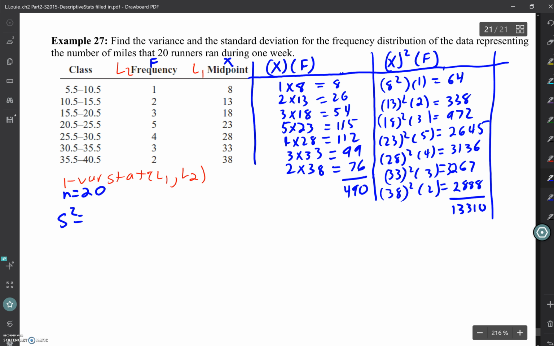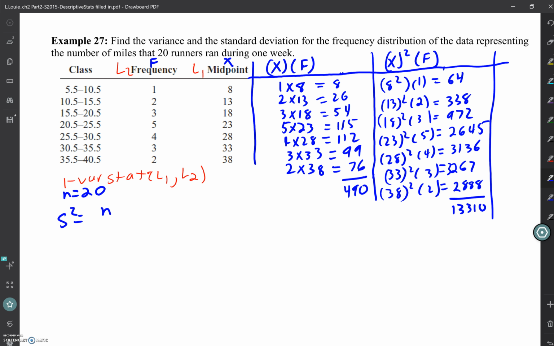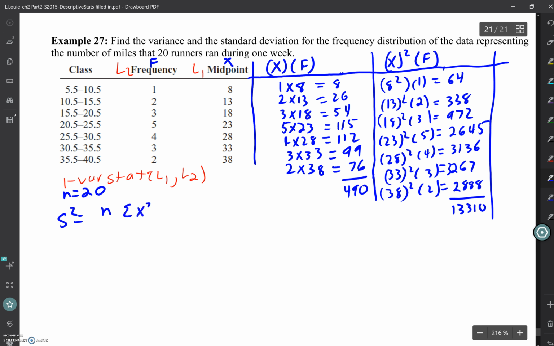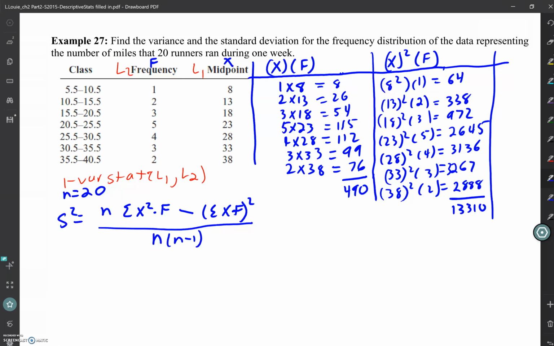20. All right. So we're going to take our n and multiply it by the sum of the x's squared times the frequency. Then we're going to subtract from that the sum of our x's times our frequency, squared. And the bottom has to be adjusted slightly too. We have to do n times n minus 1 in order to get a frequency distribution to work properly.